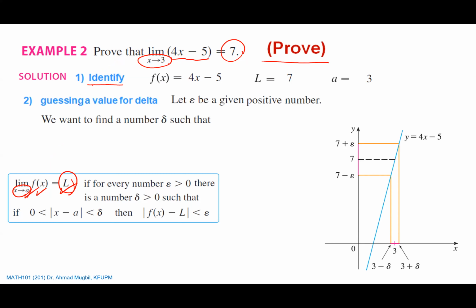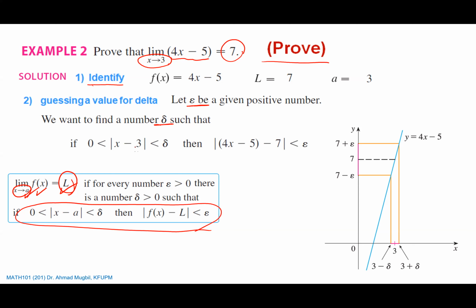Now, to guess a value for delta, what you need to do? For any epsilon, you need to find a number delta such that if the absolute value of x minus 3, where this 3 is A, is less than delta, then the absolute value of f of x minus L is less than epsilon. So if you have this, you need to prove that this exists or this is valid. Now, the step we will do is guessing a value for delta.